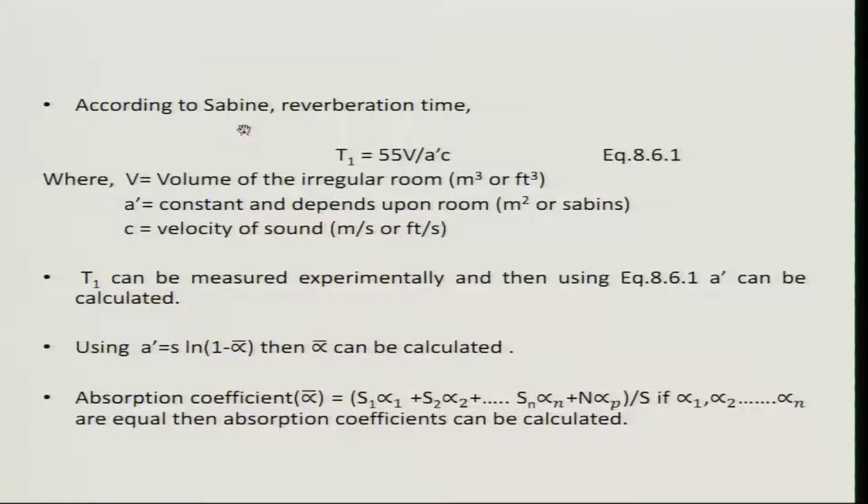I can measure its reverberation time and I know the volume of the room, I know C. So, from that I can compute A prime. Once I know A prime, I can also calculate alpha bar of the room. So, this is the first step. Step 1, measure T1 using microphones.